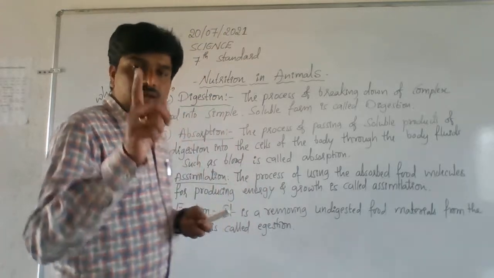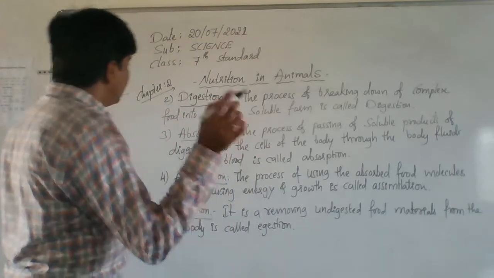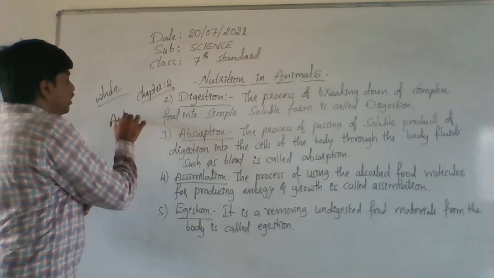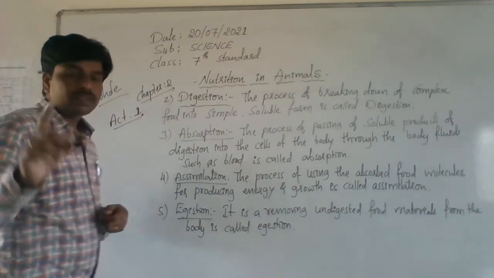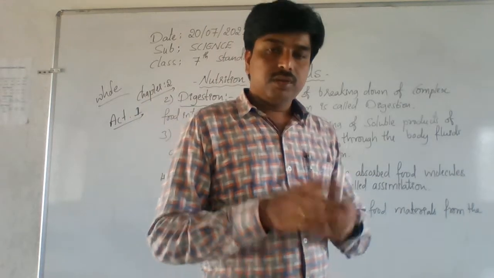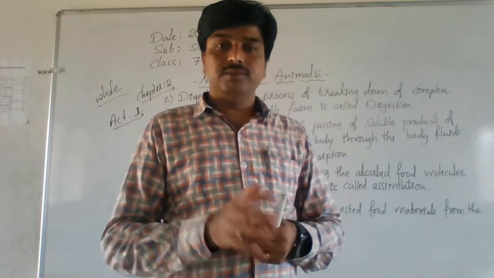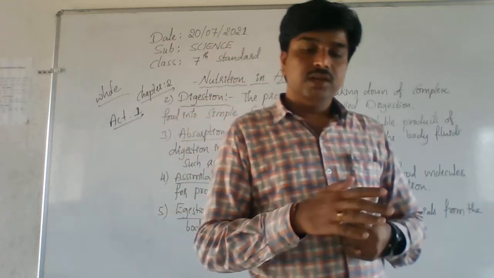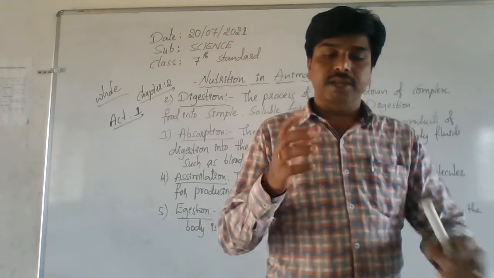Nutrition in amoeba. And one homework is there for you in your textbook. Activity 1 is given. What is given? In the first column, some names of animals are given. In the second column, type of food eaten.